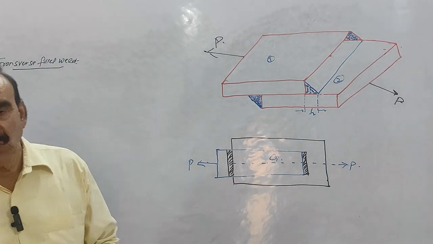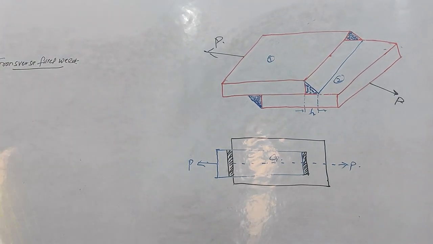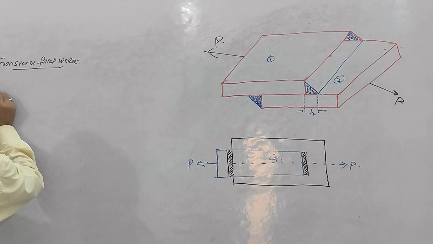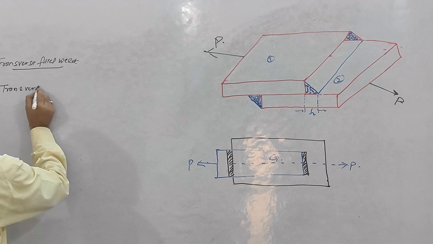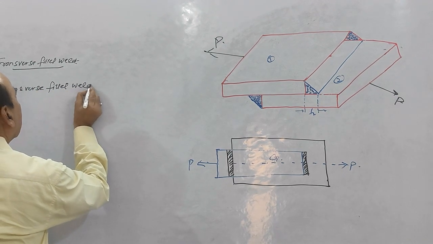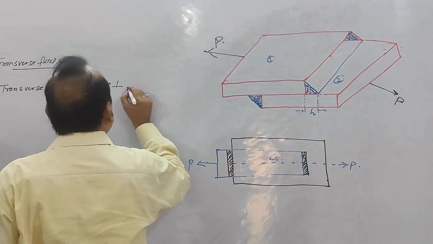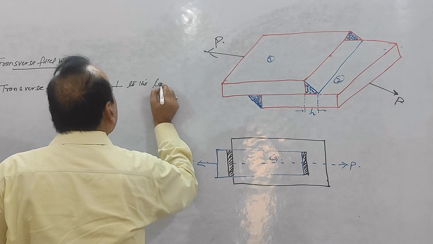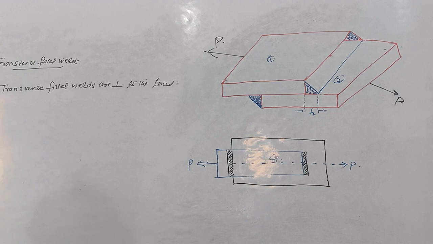So vertical जो edges होंगे या vertical जो weld होंगे, they are called the, so you can say, transverse fillet weld. Transverse fillet welds are perpendicular to the load. पहला पॉइंट, ट्रांसवर्स फिलेट वेल्ड जो होंगे वो परपेंडिकुलर टू द लोड होंगे.